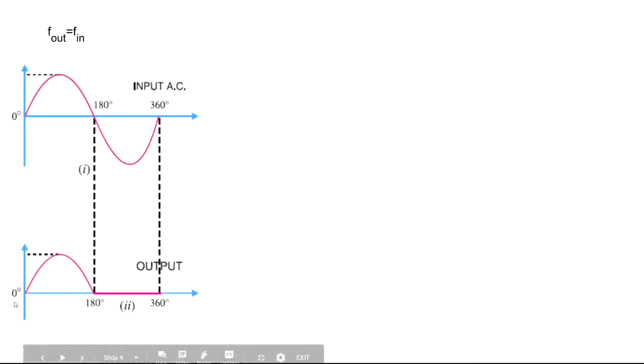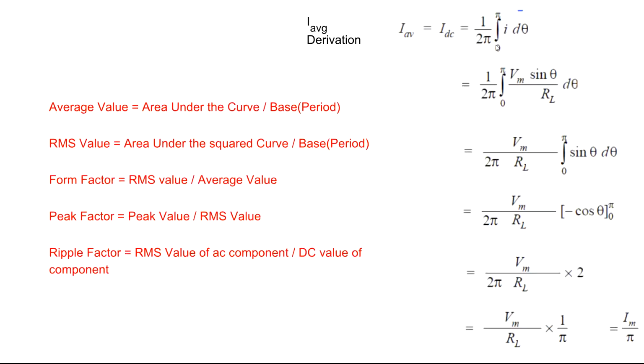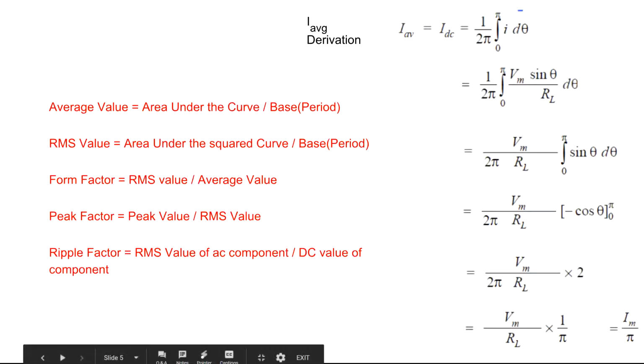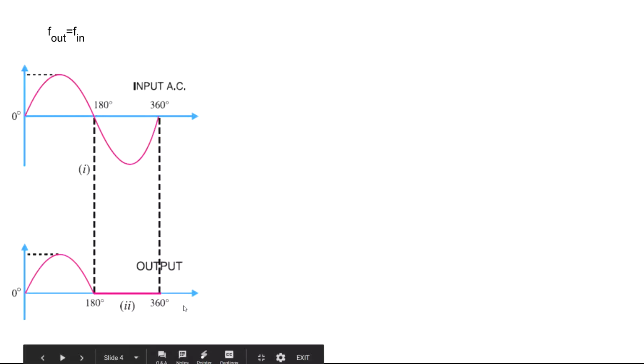During 0 to pi it follows the sine form, and from pi to 2 pi this is 0, right? So we are ignoring that, only 0 to pi of I d theta. The I value is V by R, right? The V value is Vm sin theta into d theta. So Vm and RL are constants, so we are taking them outside, and the integration of 0 to pi of sin theta d theta. The integration of sin theta is minus cos theta. Substituting the values of pi and 0 for theta, we are getting 2. And simplifying this value, we get Im by pi as the average current for the half wave rectified waveform. Okay? This is the average current.